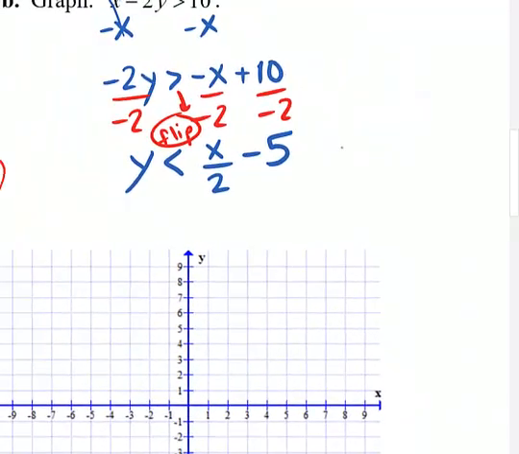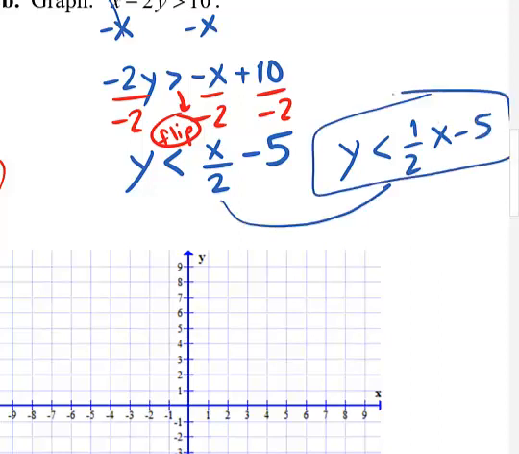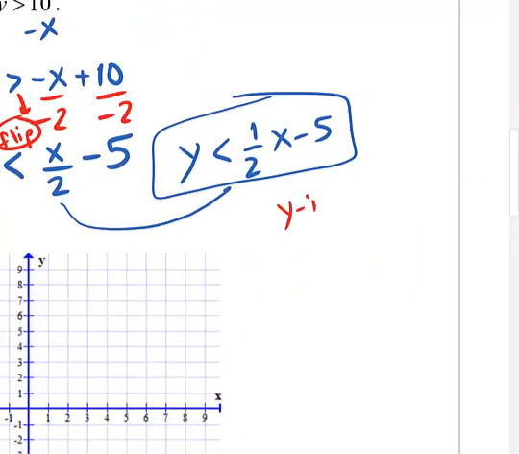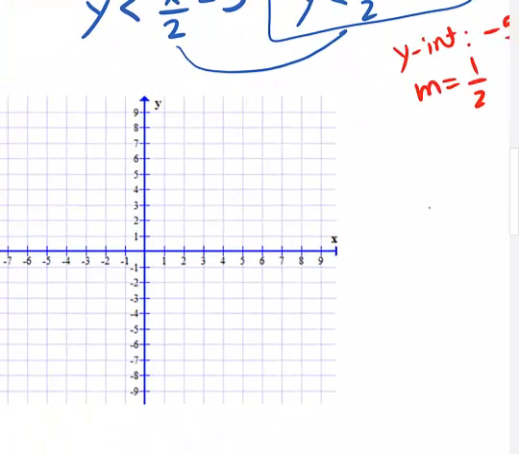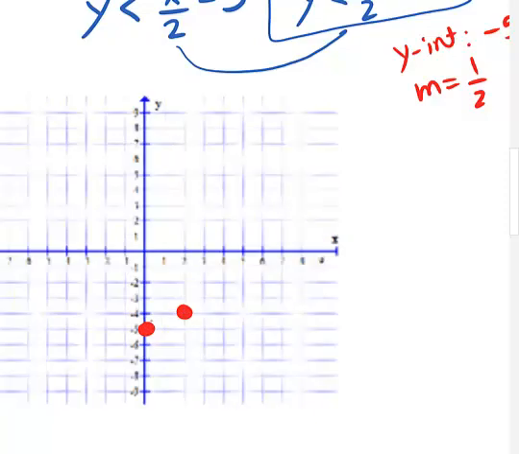And if you want, you can rewrite this. This is y less than, just to make the slope more obvious, I'm going to write a half x minus 5. Because that's really what's going on here, if you want to extract the slope out of the x term. So the y-intercept should be negative 5, and the slope is 1/2. I'll put a point at negative 5 on the y-axis. There it is. And then I'll rise 1, run 2. Up 1, right 2. Okay, that looks good.